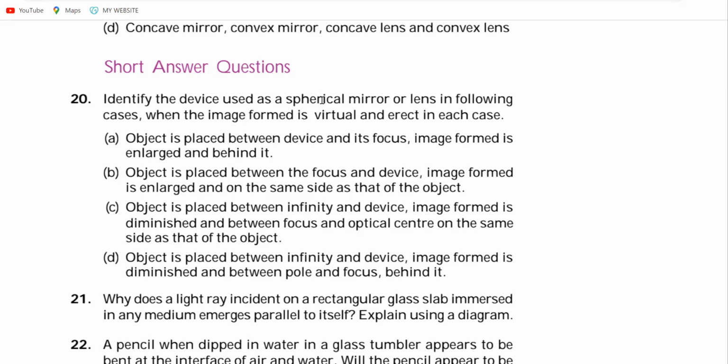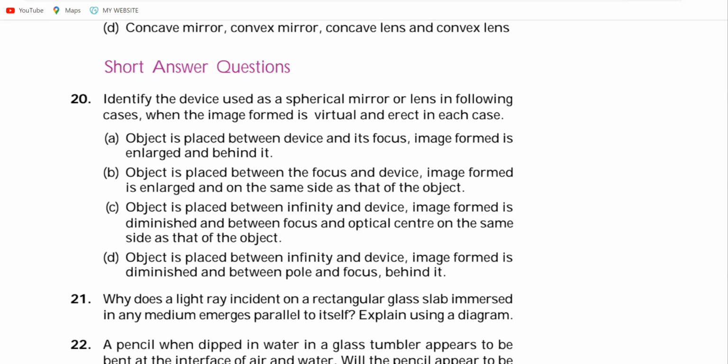Concave. Why concave? Because in a concave mirror, if an object is placed between the focus and the pole, then the device... Yes, you are right.